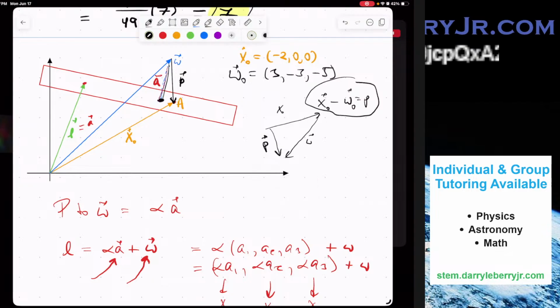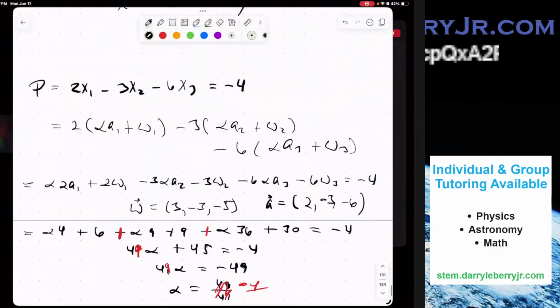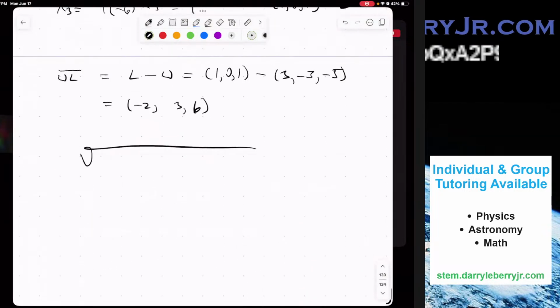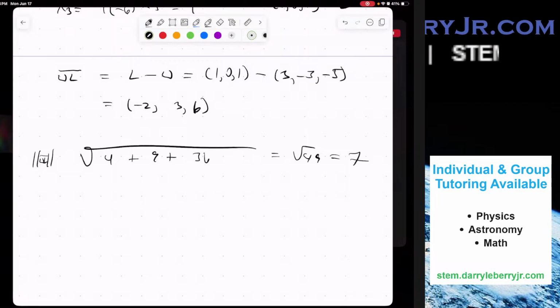And this now becomes L. So the magnitude of that is 4 plus 9 plus 36 equals square root of 49 equals 7. So the magnitude of WL does match the magnitude we had before from W to the plane, but now we did it as a line.